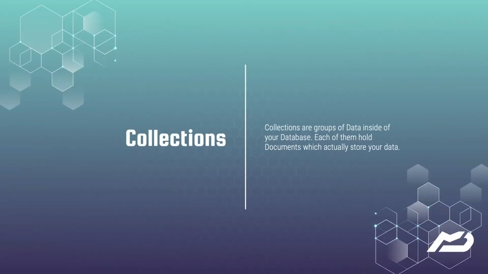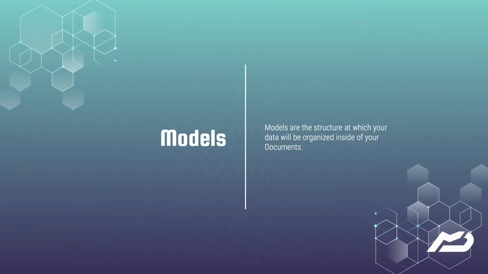Collections are groups of data inside your database. Each of them holds documents which actually store your data, and each of these documents and collections hold a model. So let's talk about models really fast before we get deep into the episode. Models are what define the collection's structure of data, and how all of your data is going to be organized inside of each document.